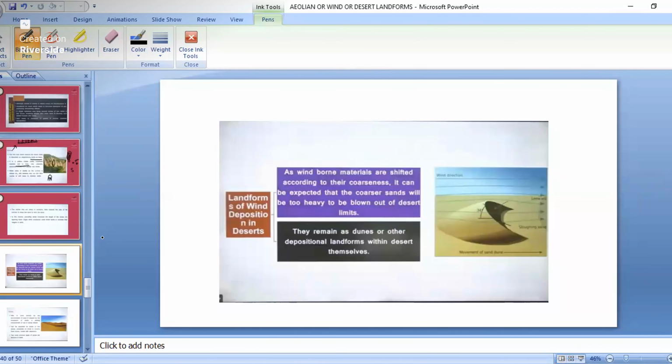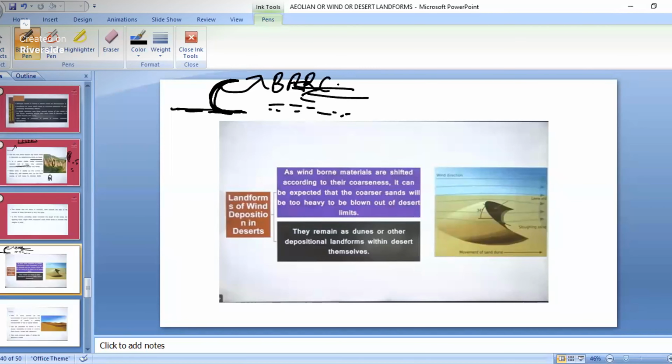Now in this part we will study about the dunes, Barchan dunes, all those dunes. Here they are deposition landforms. Sand particles, suppose this is the desert area. Wind is blowing from this side or the opposite side, taking sand and depositing it in some places. When that deposition is happening, it takes the shape of a crescent moon. When it takes the shape of a crescent moon, that is known as the Barchan dunes.